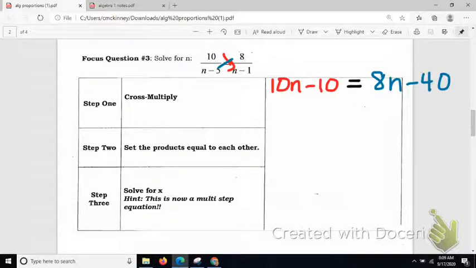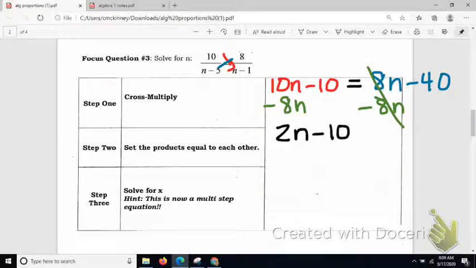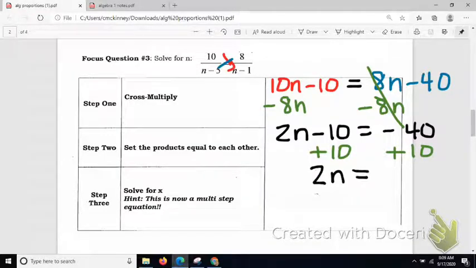Now we need to do what we were doing yesterday with equations with variables on both sides. I'm going to get my variables on the same side. So I'm going to get rid of these 8n by subtracting 8n. Now I have 2n minus 10 is equal to negative 40. Now it's a two-step equation. I'll add 10 to both sides. Then I have 2n, watch your signs, that's going to be negative 30. And then when I divide by 2, n is equal to negative 15.